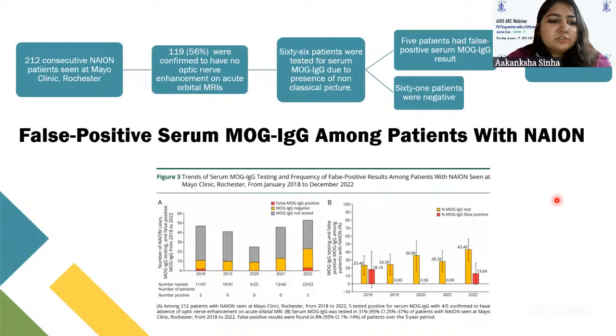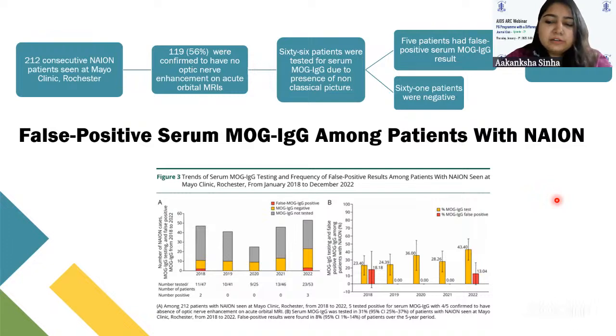Now the second aim was to test false serum MOG IgG positivity. In this 5-year duration, 212 patients of NAION were seen in Mayo Clinic Center, and of these 119 were confirmed to have no optic nerve enhancement, but only those patients who had a non-classical picture of NAION were tested for MOG IgG, and of these, only about 5 patients had positive serum MOG IgG.